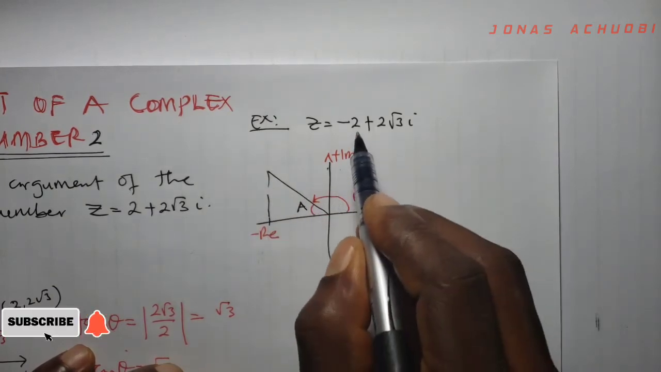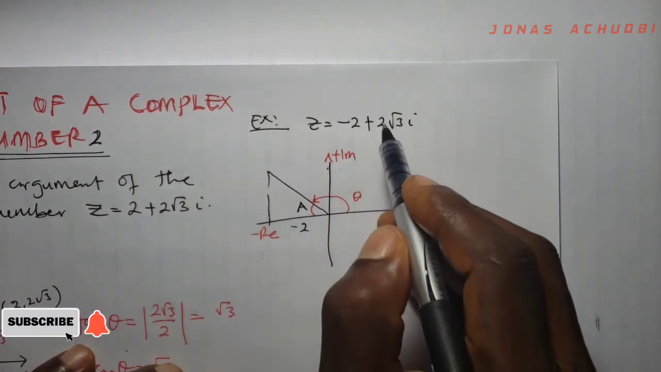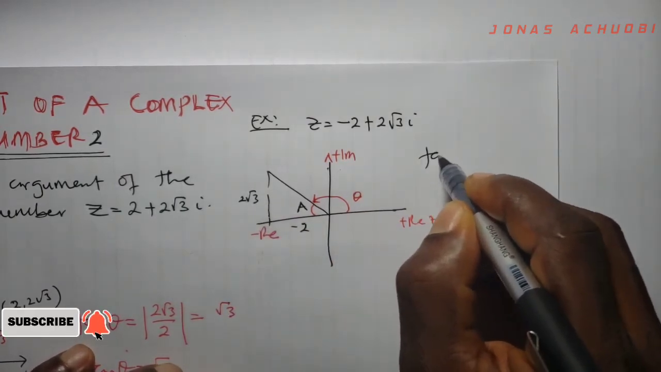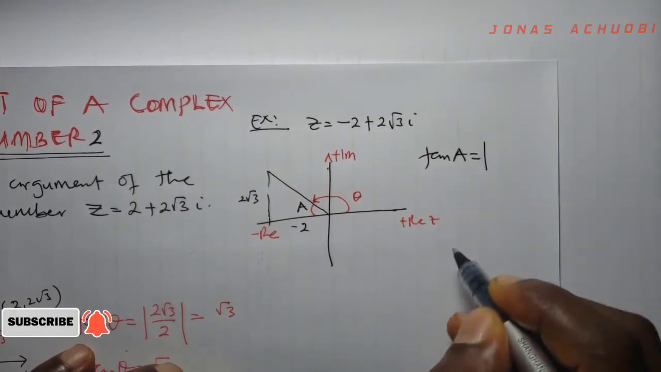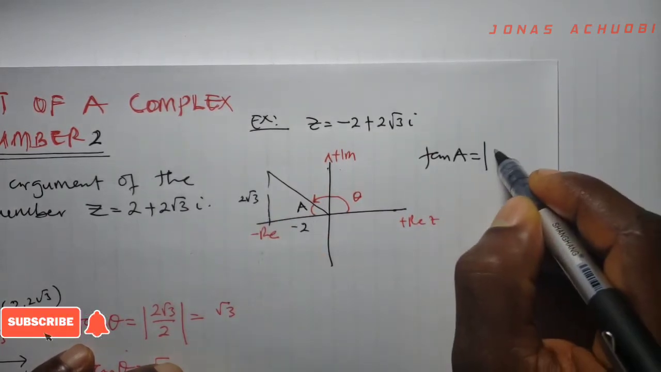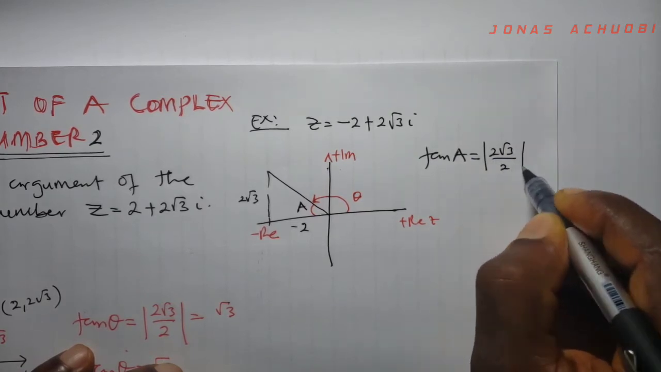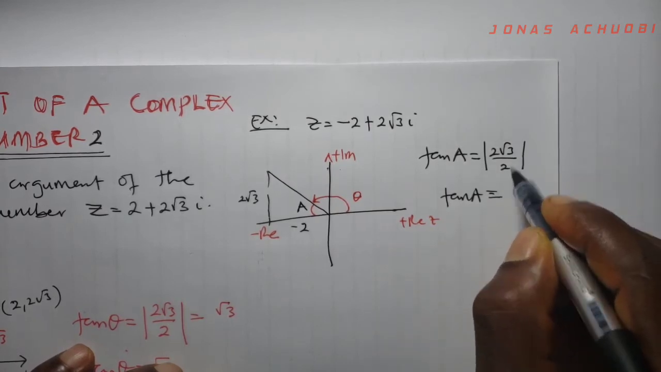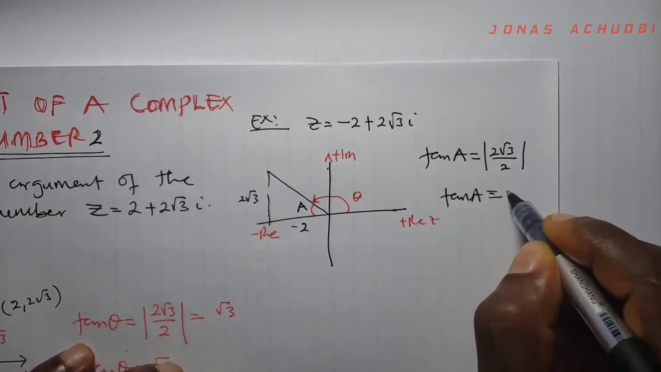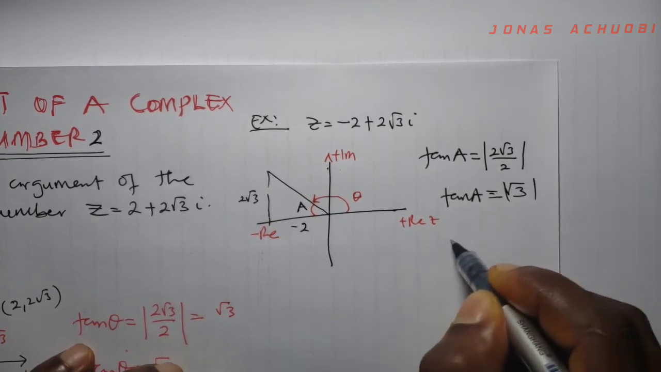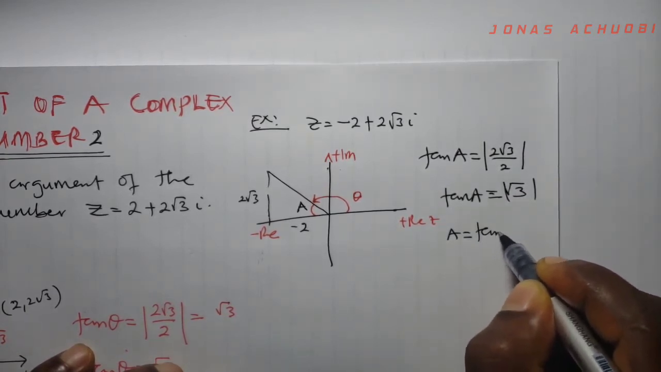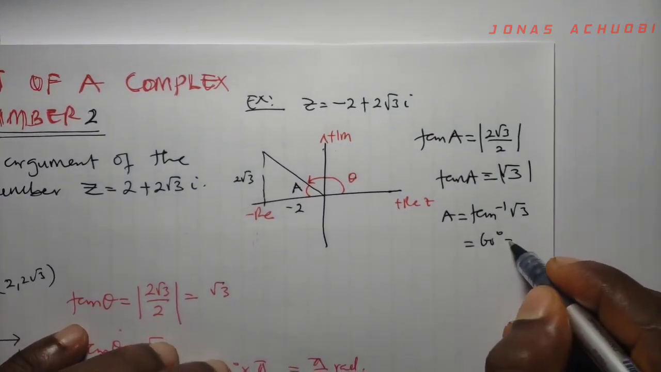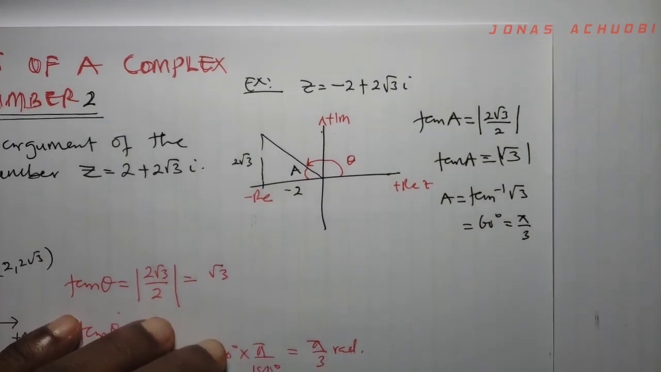So the real part is negative 2, and the imaginary part is 2 root 3. So tan A, in this case, will be the absolute value of opposite over adjacent, which is 2 root 3 over 2. So once again, tan A is equal to root 3, so that A is equal to the tan inverse of root 3, which is 60 degrees again. In radians, that is pi over 3 radians.